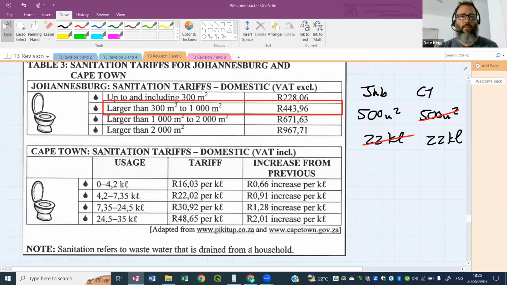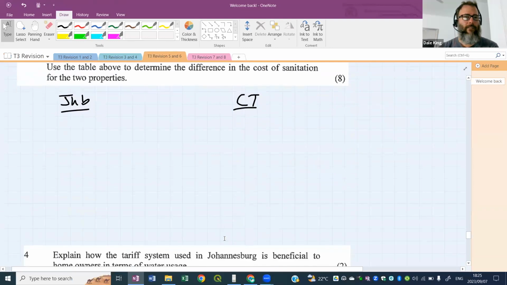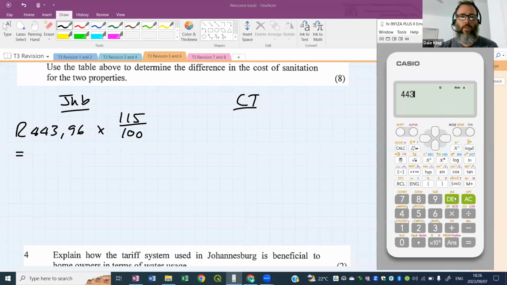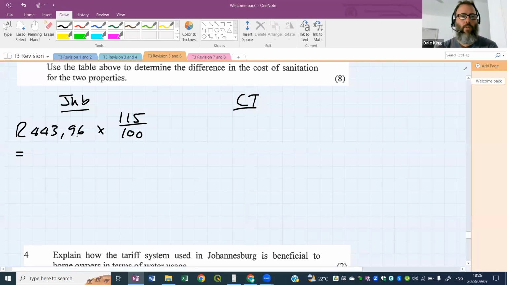Okay, so let's do Joburg first. So Ben, I'm just going to take that 443.96 and include VAT, eh? Yes. How do I do that? Is it not 15 divided by 100? Yes, so we... Or times 115? There we go. That's much easier. So 115, that'll get you there in one step. Excellent, Ben. I'm glad you mentioned that. So 443.96 times 115 over 100. And that gives us 510.554.